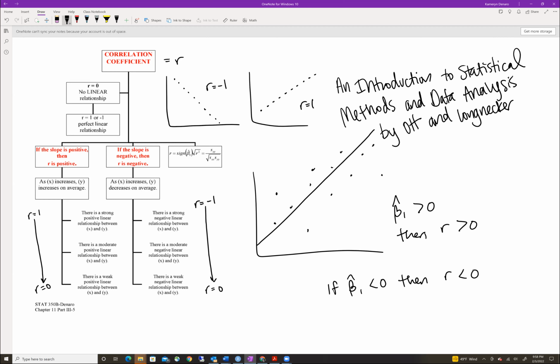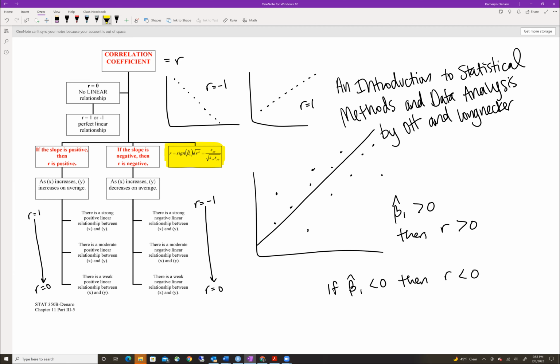If you'd like an equation for the correlation, here it is. Your correlation, remember, is always going to match the sign of beta hat 1. And you can take the square root of R squared. Another equation you could use is that it's equal to SXY divided by the square root of SXX times SYY. Remember, SXY is the sum of your X deviations times your Y deviations. SXX is the sum of your X deviations squared, and SYY is the sum of your Y deviations squared.